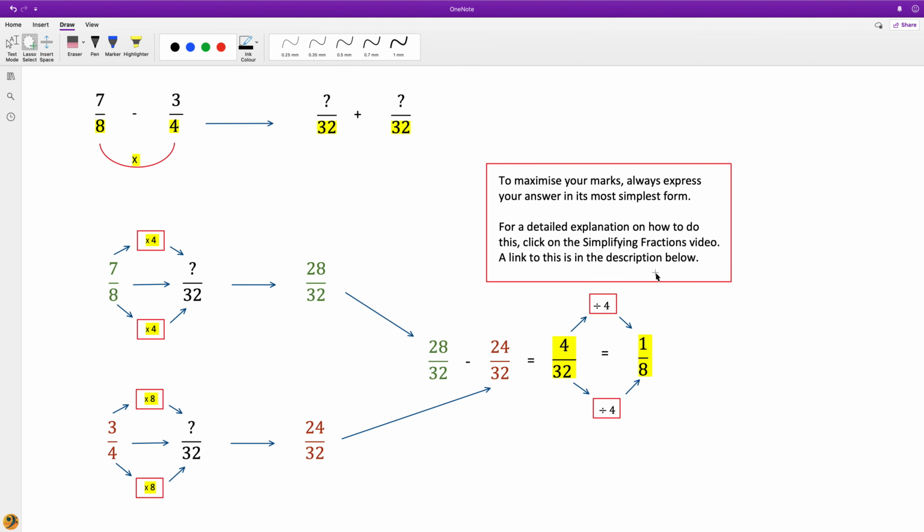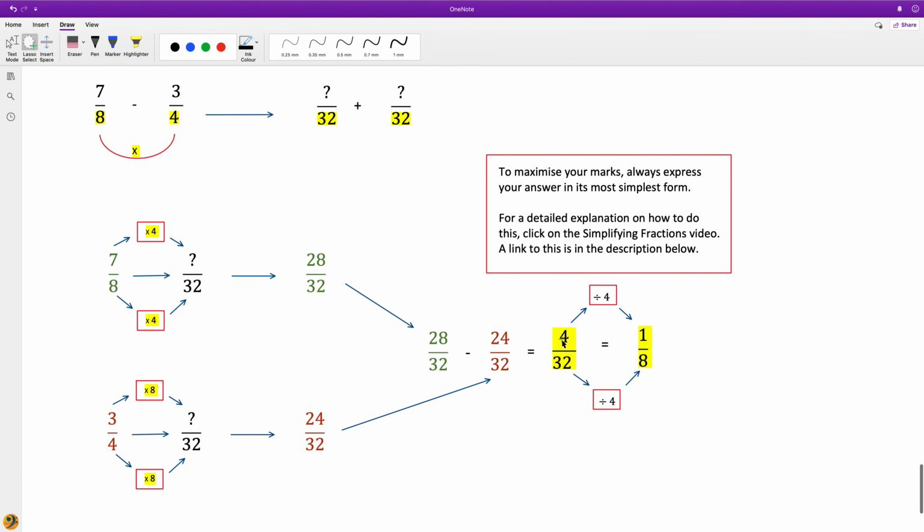Now, we've made a really comprehensive video here on the channel for simplifying fractions. So if you want some more information about that, be sure to click on that one. That'll give you a detailed explanation on simplifying fractions. But just quickly, we'll go through here. What we've done is we've taken 4 over 32. There's a common factor of 4, so 4 divides into 4, and 4 also divides into 32.